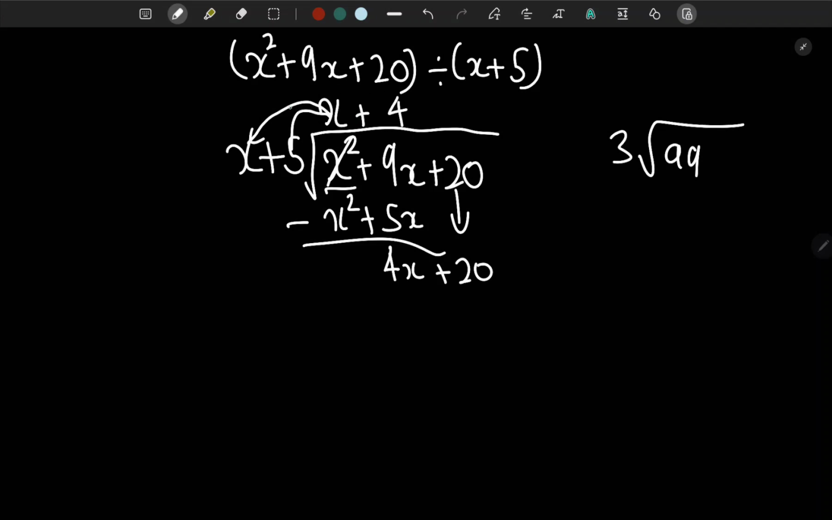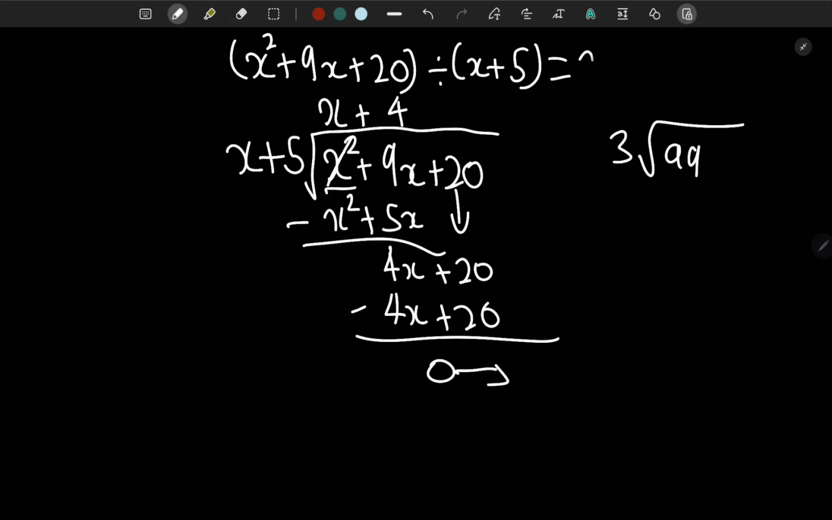Now do the same step again of multiplying it by both of the elements. So 4 times x is 4x, and 4 times 5 is going to give you 20. So this entire thing will cancel out, and this is the final answer. Later on, we'll do some examples where we have a remainder left, but here we got the remainder as 0. The final answer is x plus 4. So here we can write x plus 4.